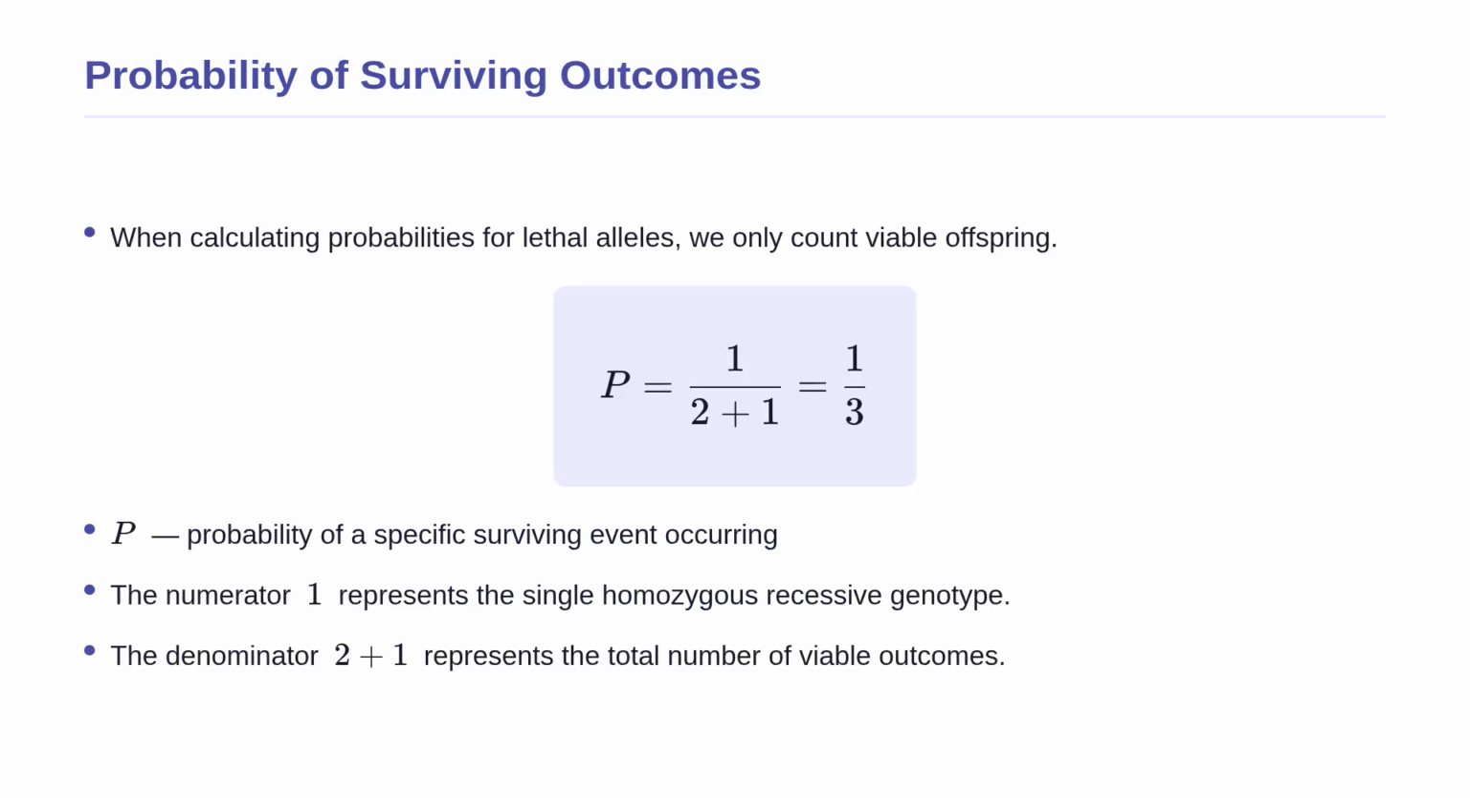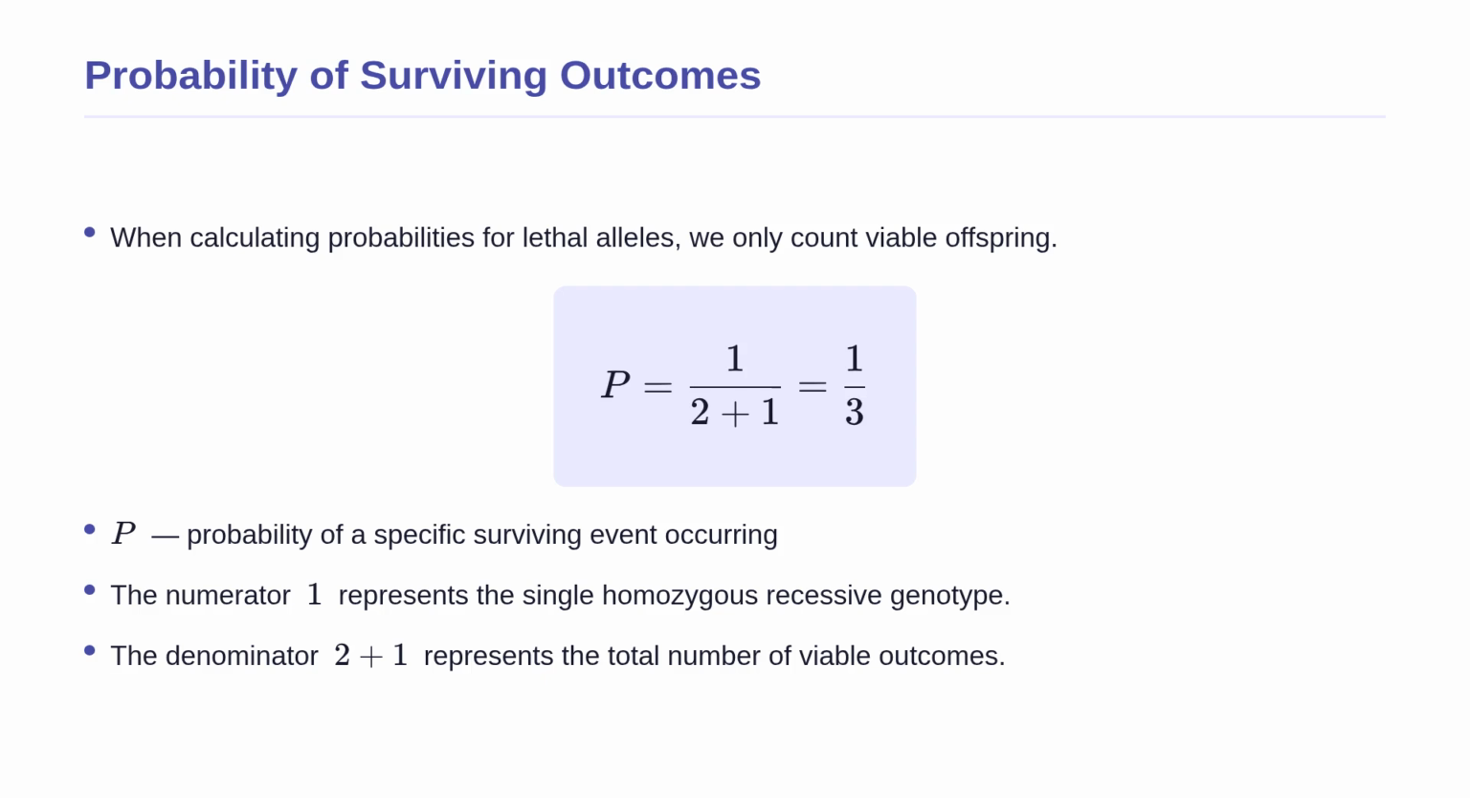Because lethal alleles remove a portion of the expected offspring, we must adjust how we calculate genetic probabilities. This formula calculates the probability of a specific event occurring out of all possible surviving outcomes. P represents the probability of having a child with average height. The numerator, 1, represents the single homozygous recessive genotype that results in average height.